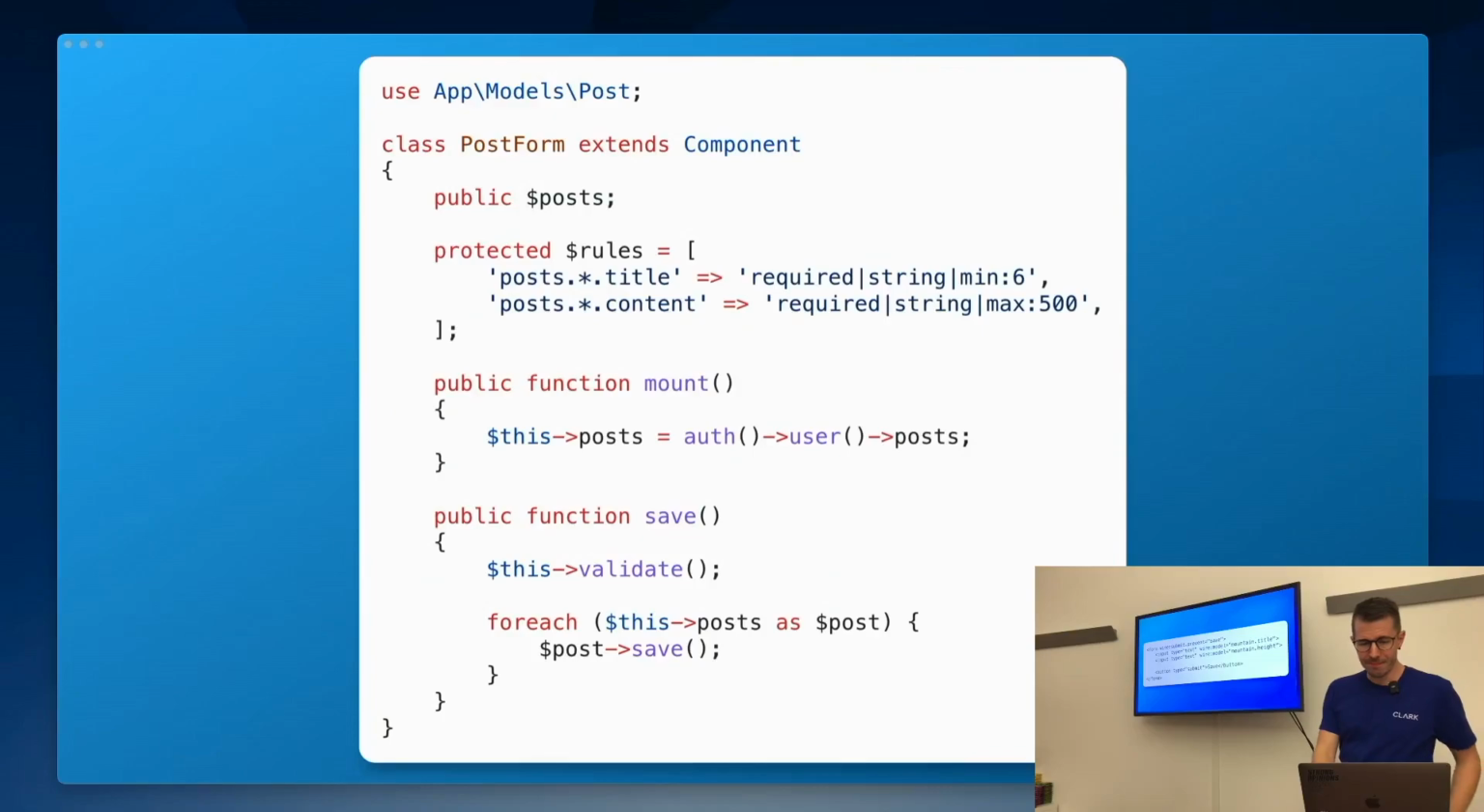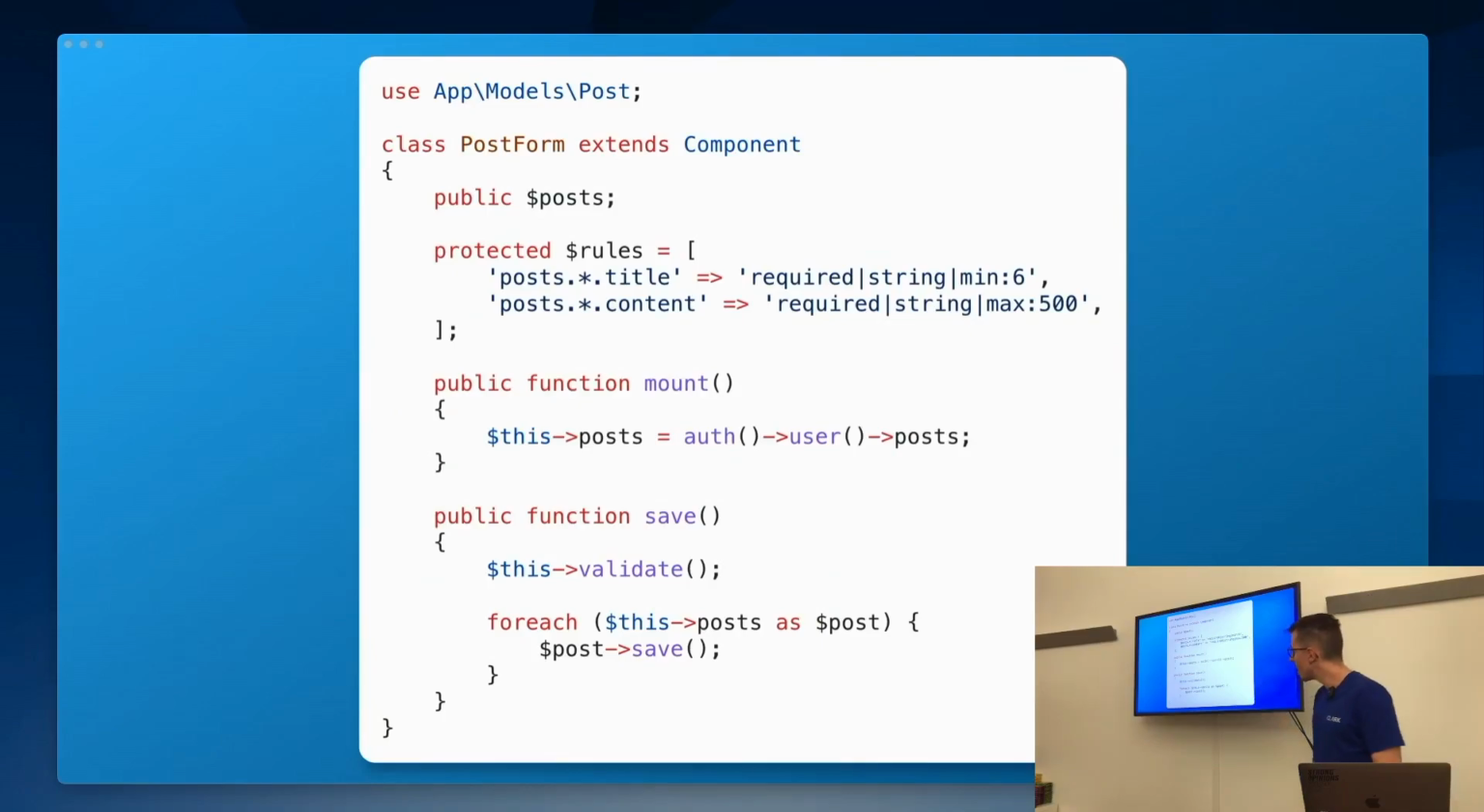Okay, this all works for collections too. By just adding an asterisk to the rules property, this all works with collections too. In this example, we tell LiveWire there are posts, and this is an array, and each post contains a title and a content. And in this mount method, which I haven't talked about yet, but you can imagine it's like a constructor of the LiveWire component, we attach the posts from the logged in user to the posts property. And in the save method, we loop over all these posts and save each individual one.